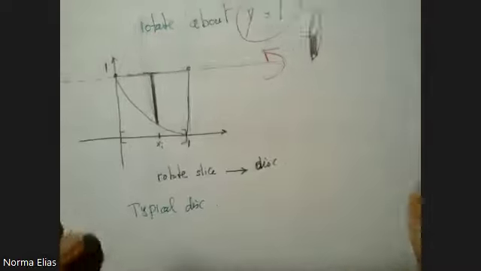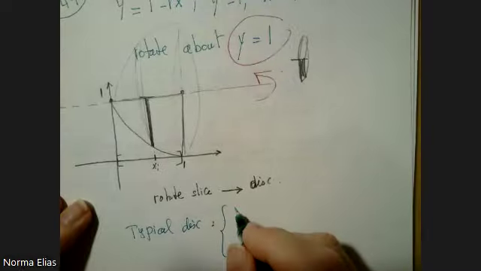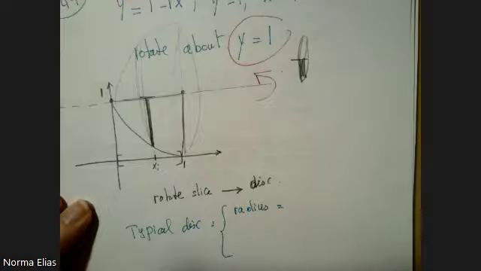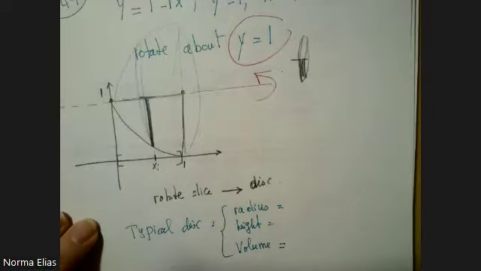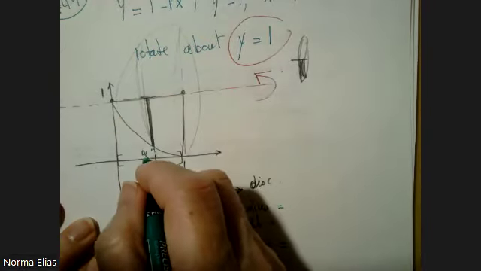Typical disk, okay? For a typical disk, I need the radius. There is no more outer and inner, because it's a disk, there is no hole inside. I need the height, and finally the volume. The height is this delta x from here to here. That's my height.